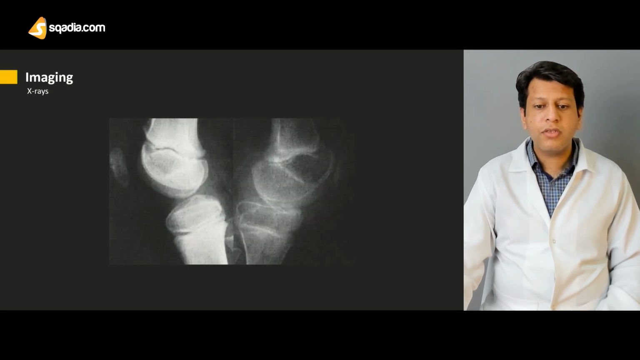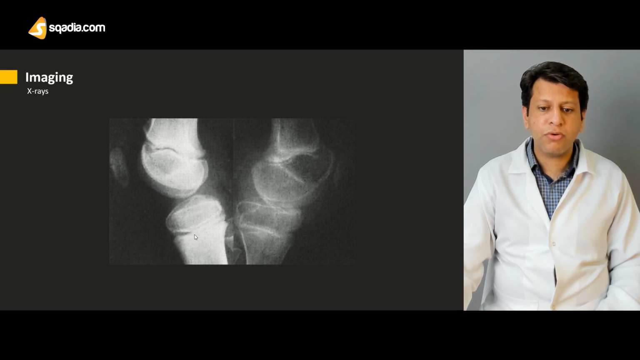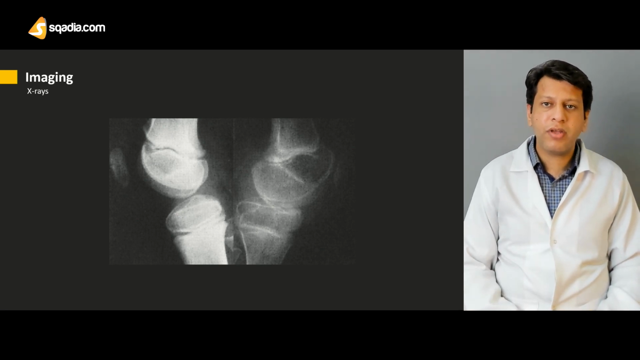Then if you see these x-rays, this is probably a bit early stage, but you can definitely see there is reduced joint space. There is arthritic flare as well as periarticular erosions, although it's not very visible over here, but eventually it would lead to a point where periarticular erosions would be seen.